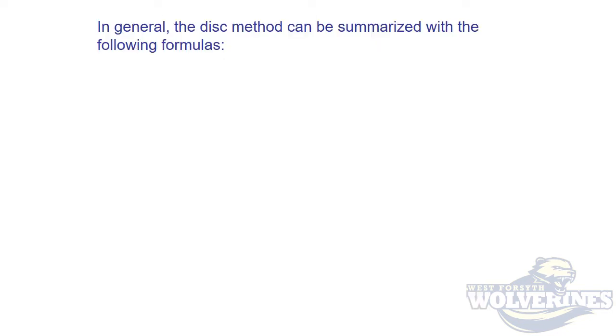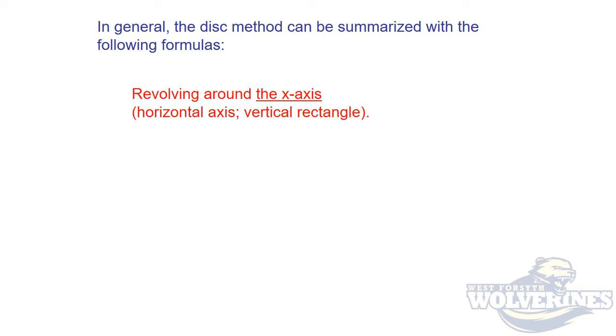Okay, so in general, the disk method can be summarized with the following 2 formulas, both of which are based off the volume of a cylinder. So if you're revolving around the x-axis, a horizontal axis, which means you're drawing in vertical little rectangles, then that's going to be just pi integral r squared dx, right? So that's like if you have some typical curve and you're rotating around the x-axis. So everything's in terms of x.